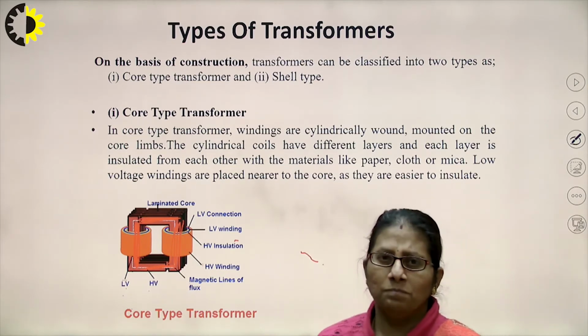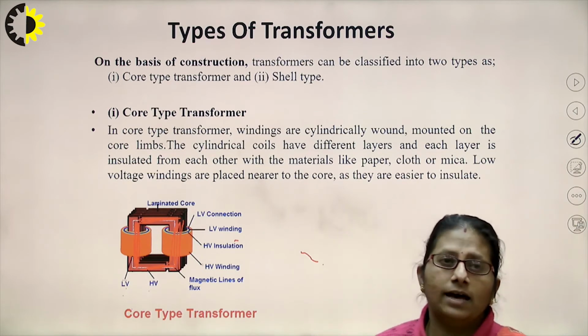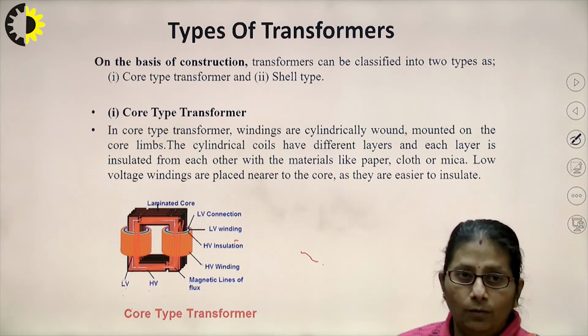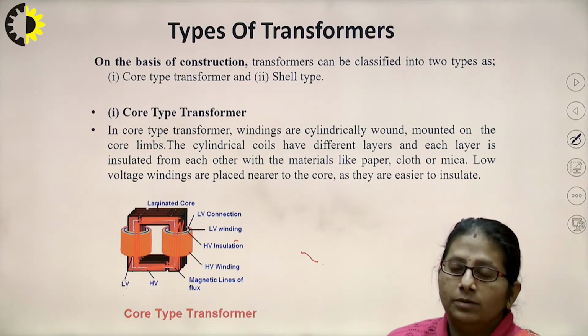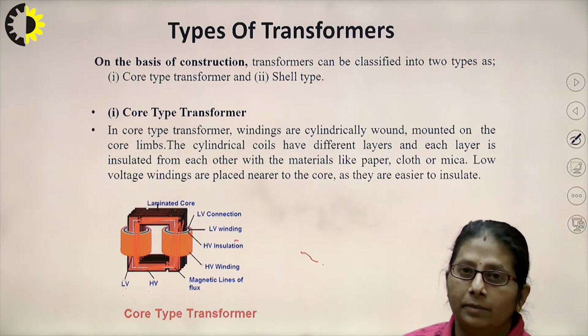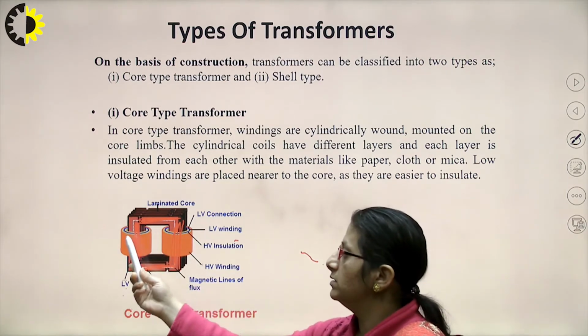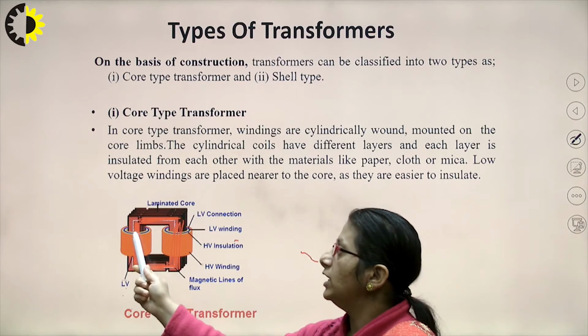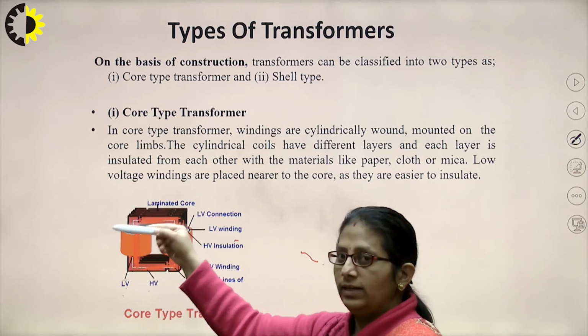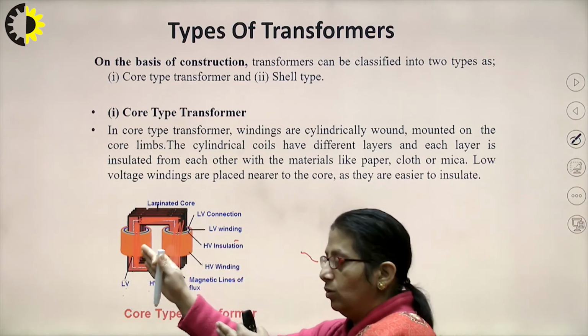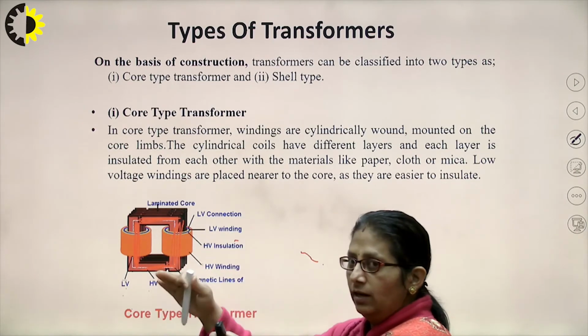cloth, mica. Low voltage windings are placed nearer to the core. Why? Because it becomes easier for us to insulate them. So, how are these cylindrical windings arranged? You can see that initially we have the low voltage winding nearer to the core, and then the high voltage winding.